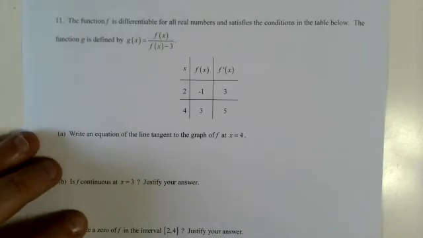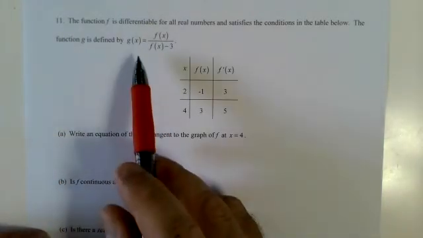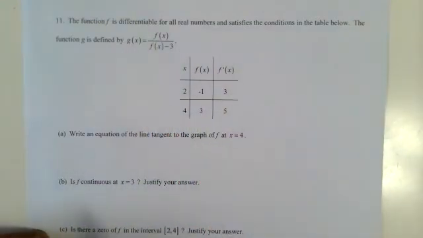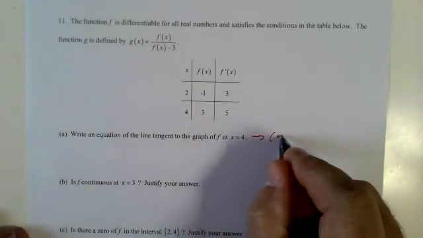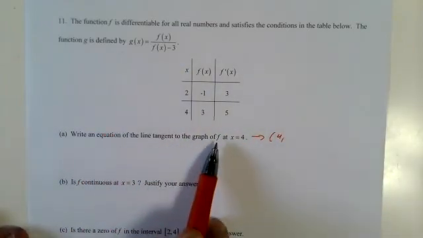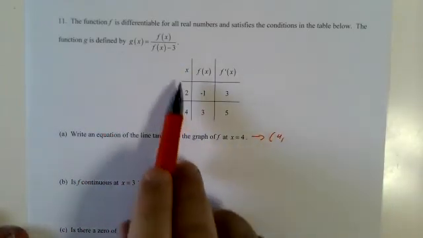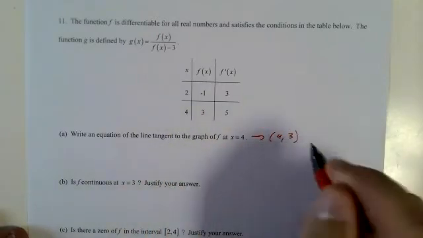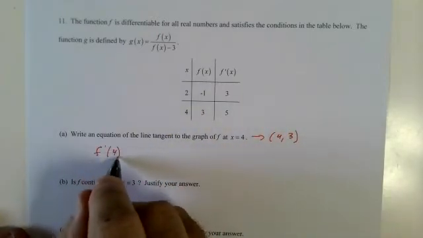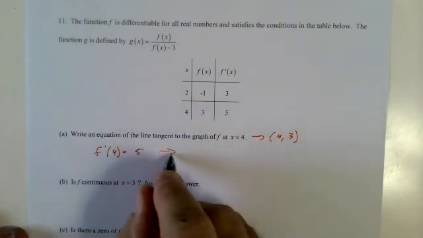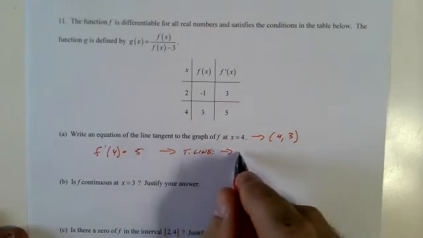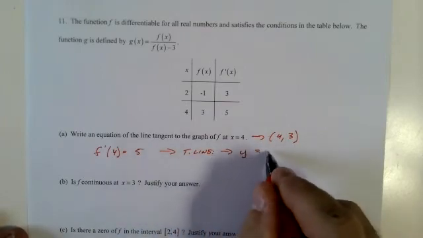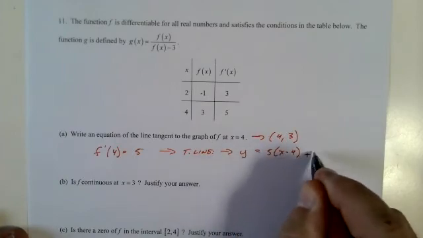All right, function f is differentiable for all numbers. Function g is defined by this. We don't know f of x, but we can do it all with this. This is a very typical AP kind of problem. All right, x equals 4. That's at 4 comma. We want to take the graph of f. So we want f of 4 is 3. So there's our point. And then f prime of 4 is 5. Tangent line: y minus 3 equals 5 times (x minus 4).